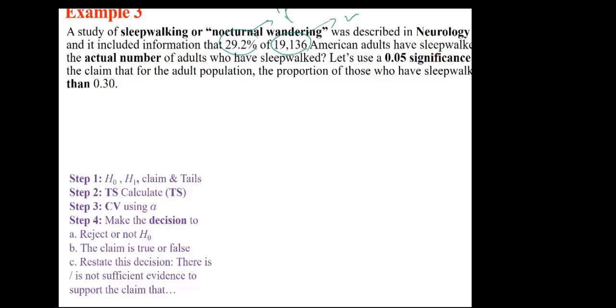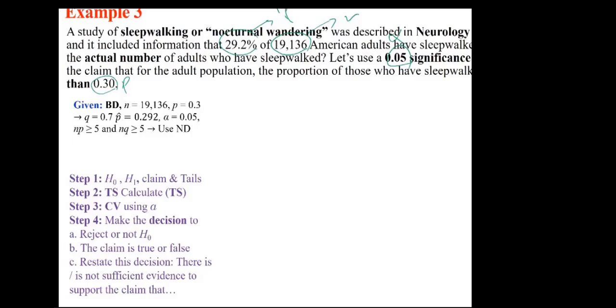We want to use a 0.05 significance level. That means alpha is 0.05. So this is alpha. And then the proportion of those who have sleepwalked is less than 0.3. That means we are using 0.3 as p. So this is given. You're dealing with a binomial distribution. n is 19,136. p is 0.3. Therefore, q becomes 0.7. p hat is 29.2%, which means 0.292. Alpha is 0.05.